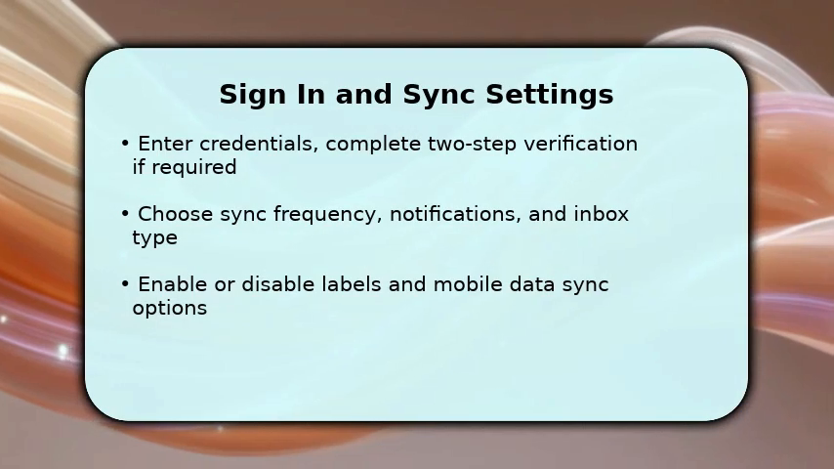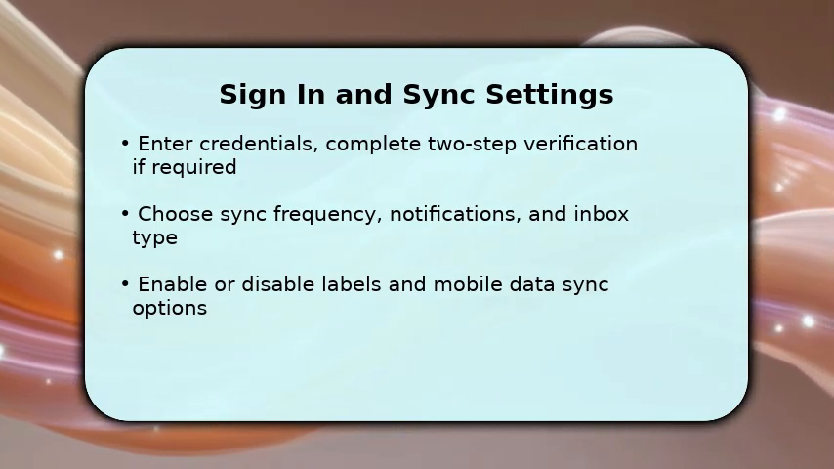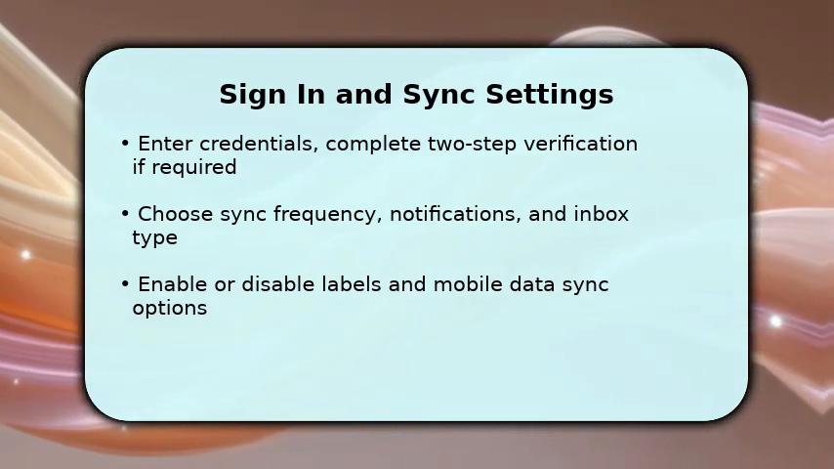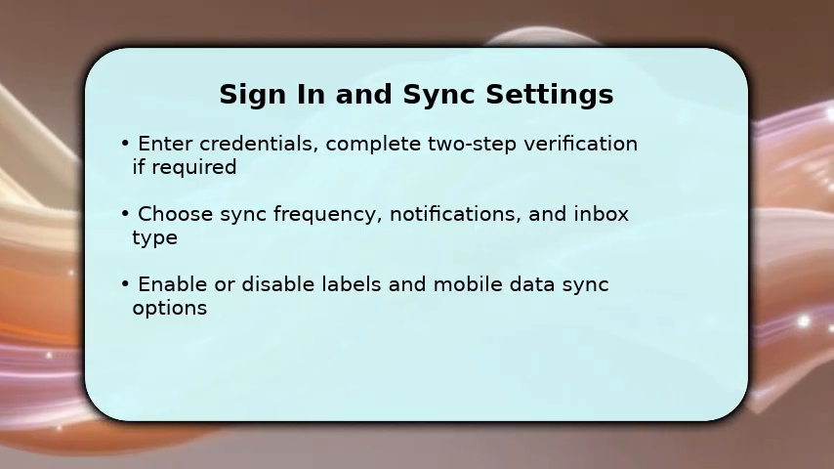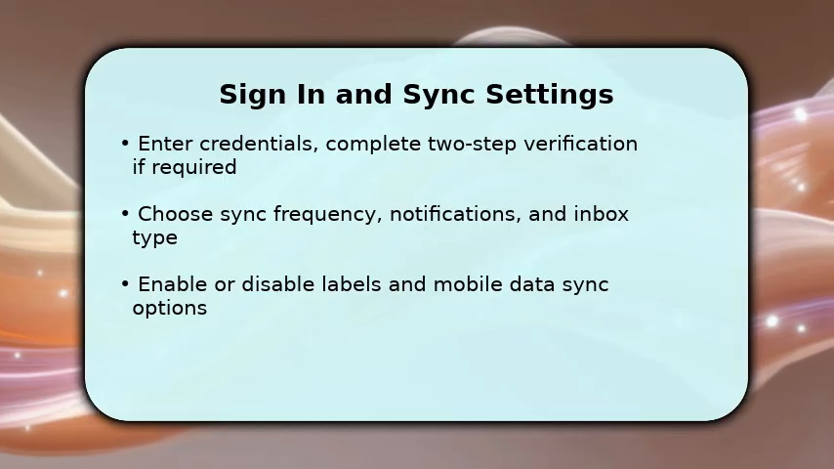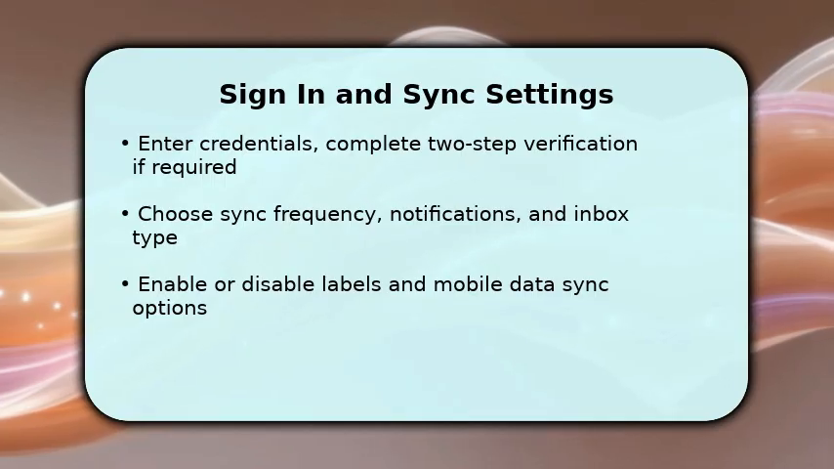Once signed in, you'll configure how Gmail syncs and notifies you. Tap Settings, choose your account, and adjust Sync Gmail so messages download automatically. This saves you from manual refresh. Then set notification preferences: everything, high priority, or none, so you only get the alerts you want.